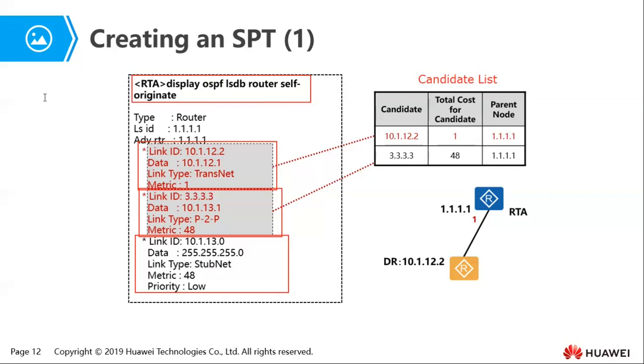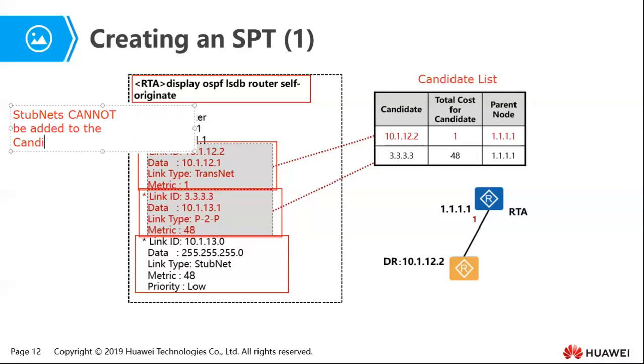Now, for you to be added to the candidate list, or let me say this, how can I put this now? Stubnets cannot be added to the candidate list.